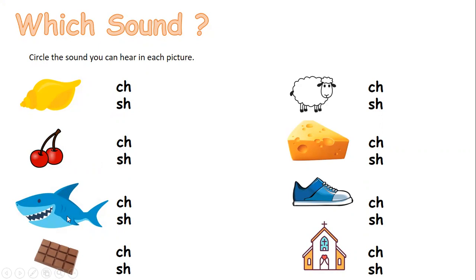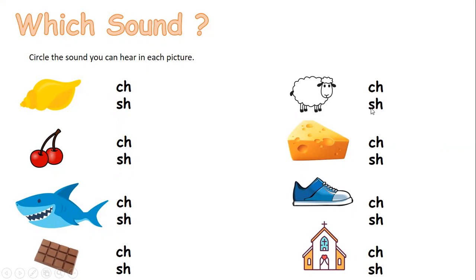Then what is this? This is a shark. So what will you circle here? Sh. So you will circle this sh. Then this is a chocolate. So what is the first sound? Ch. So you will circle ch. Okay. Then this is a sheep. So you will circle sh.